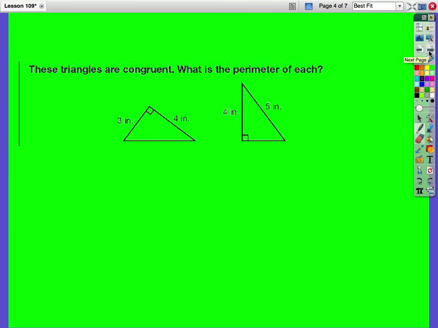I want to know what the perimeter of each one is. Now, if they're congruent, they're the same size. Okay? So this longer side is going to be 5 inches here. I can just look over here. The shorter side is going to be 3 inches. I can add them up. 5 plus 4, 9, 10, 11, 12 inches. My perimeter is going to be 12 inches.